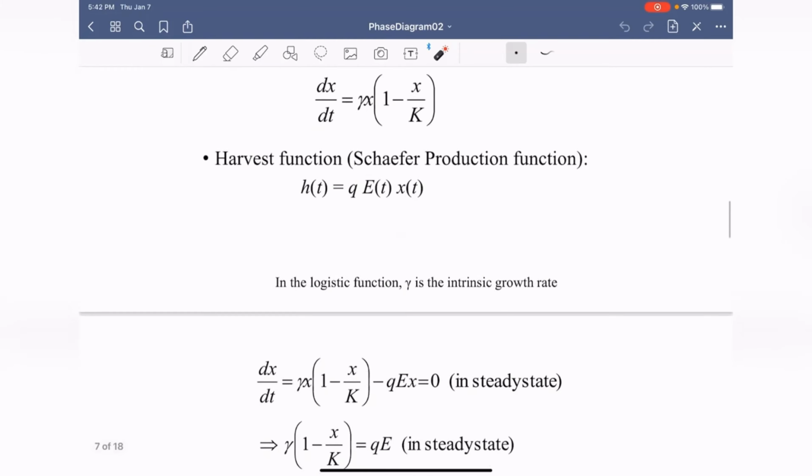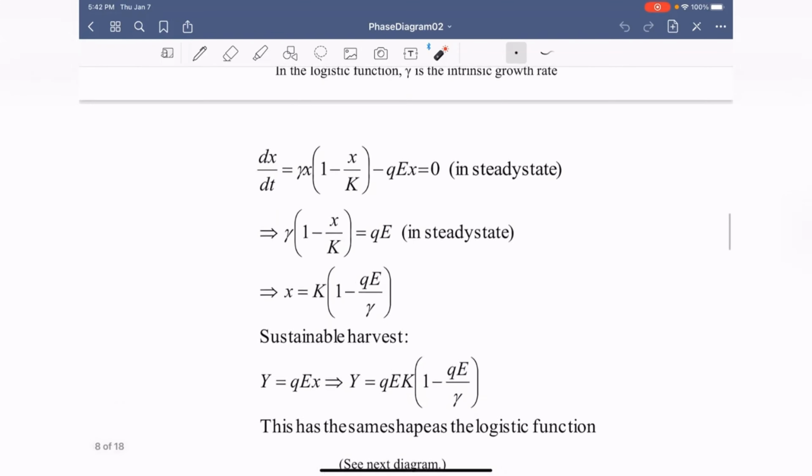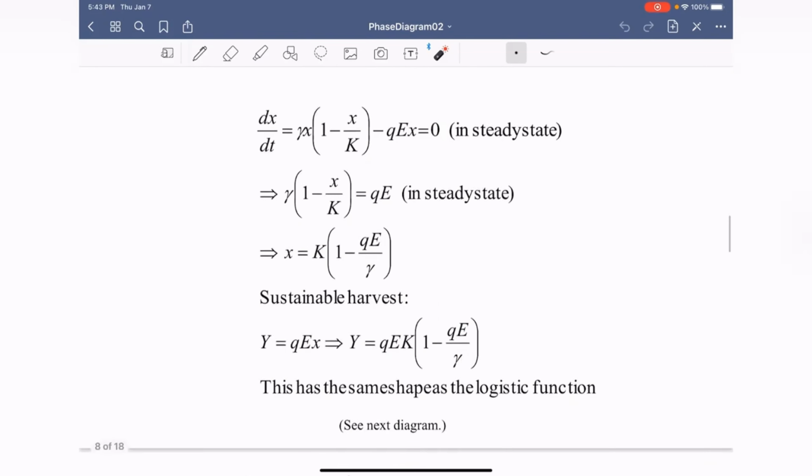So then we can set dx/dt equal to 0 to find the steady state solution. And when we do that, we end up with x equal to k times (1 minus q times effort divided by this intrinsic growth rate gamma). And the sustainable harvest then ends up being y equals qEx, or y equals qE times k times (1 minus qE over gamma).